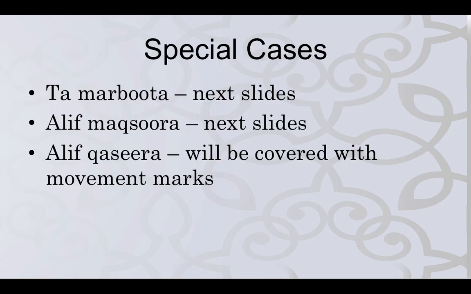Special cases. There are special cases that are exceptions to the rules, and I will go over those cases next. The ta marbuta, Alif Maqsoora, and Alif Qasira are special cases. I will go over the ta marbuta and the Alif Maqsoora in the next set of slides. But the Alif Qasira will be covered in detail when I go over the movement marks when I begin section 2, which is going to be the next section we're going to be covering. Alif Qasira will be covered with those movement marks. So today we're going to cover the special case of the ta marbuta and the Alif Maqsoora.